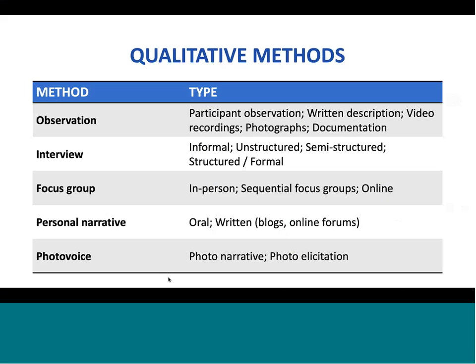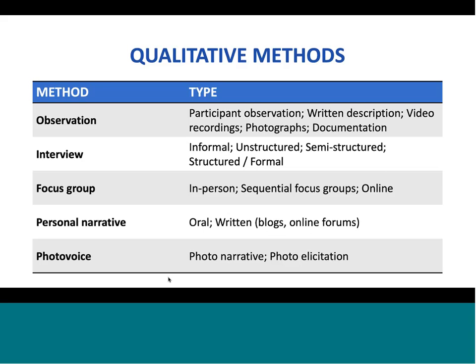So a brief summary of the qualitative methods that we'll be talking about today is observations, interviews, focus groups, personal narratives, and then photovoice.